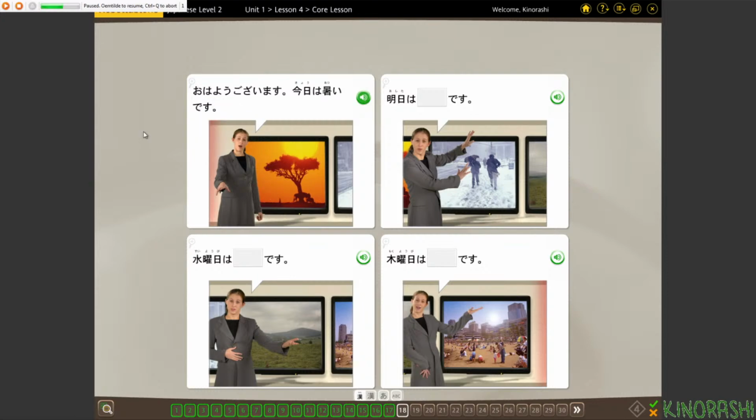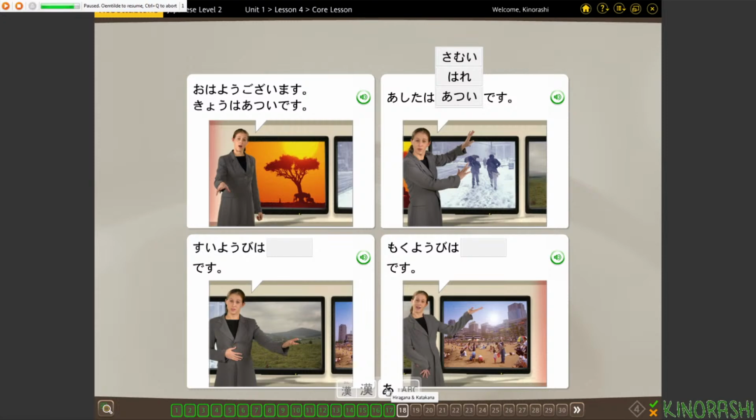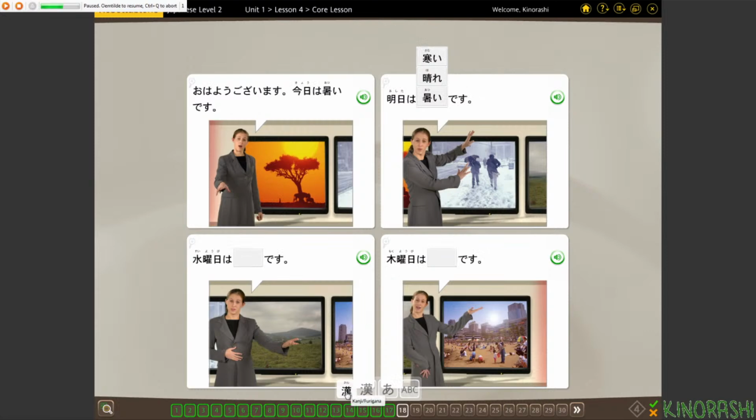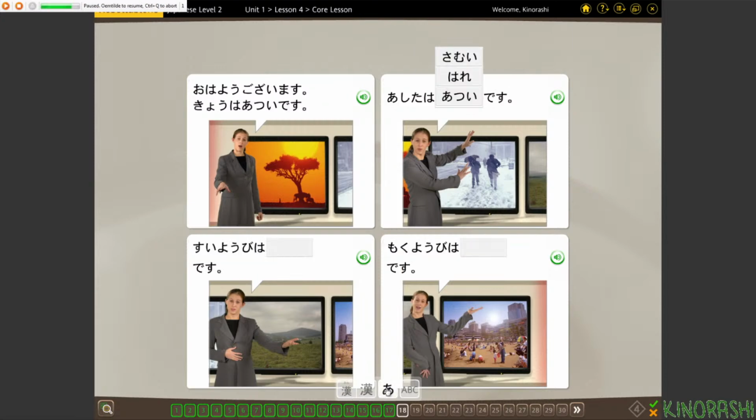おはようございます。今日は暑いです。明日は晴れ、暑い、寒い。And down here is 水曜日はblahです。木曜日はblahです。Oh, I see what they're doing. I believe that's tomorrow.